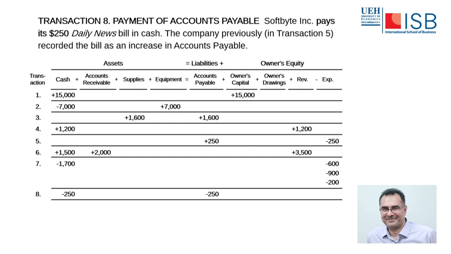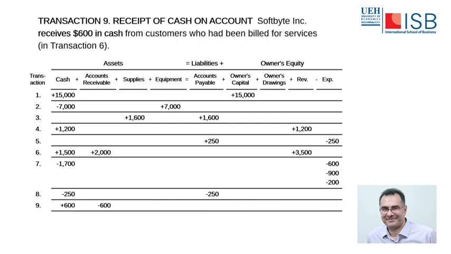Moving on to transaction number 9, I receive cash on account. This is related to transaction number 6 earlier. So from the $2,000 on credit in transaction number 6, I will now receive $600. So I will increase my asset cash by $600 and reduce my accounts receivable by $600. And my accounting equation remains in balance.